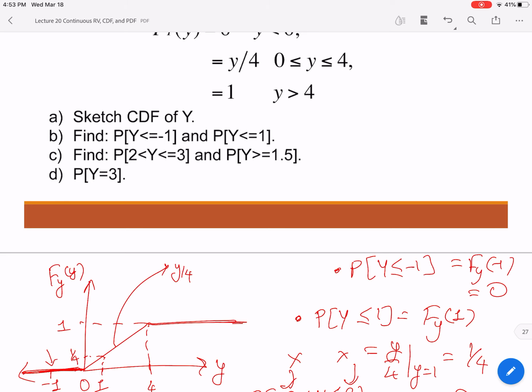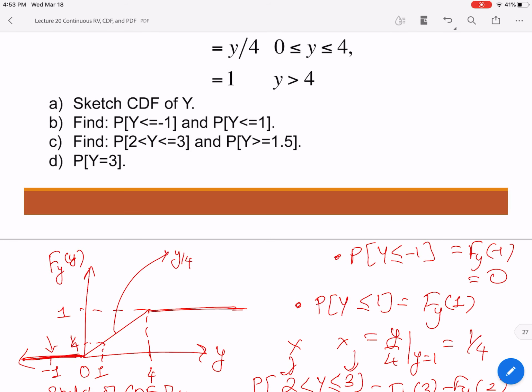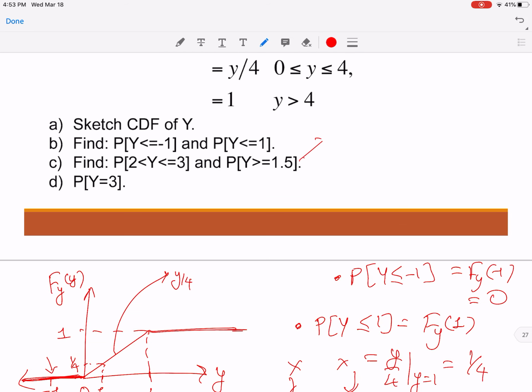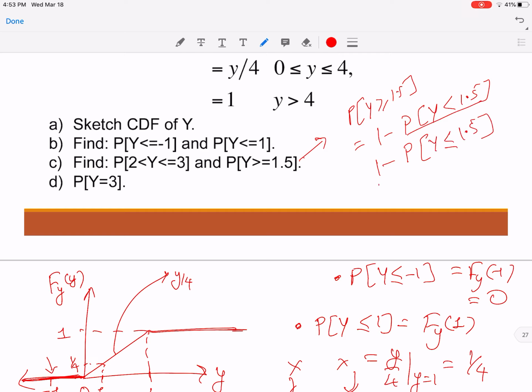The next problem that I have to solve here is the probability that y is greater than or equal to 1.5. To find it, I can just solve for 1 minus the probability that y is strictly less than 1.5. Because the probability that y is equal to 1.5 is 0, I can still write the probability that y is less than 1.5 as the probability that y is less than or equal to 1.5, which is equal to 1 minus F of y at 1.5.